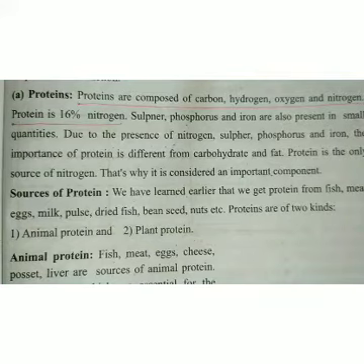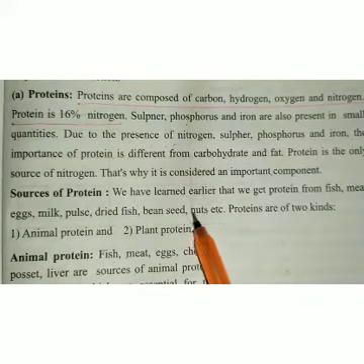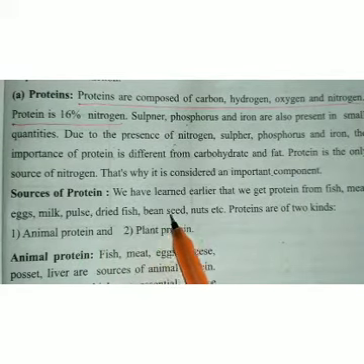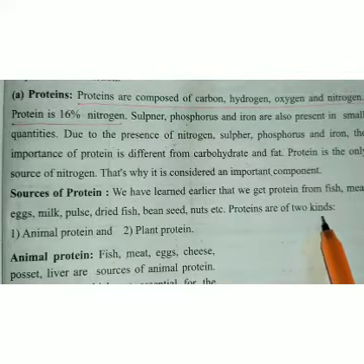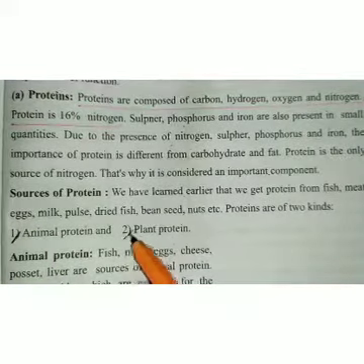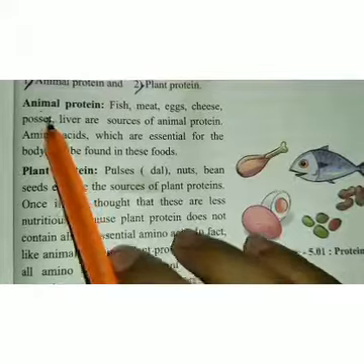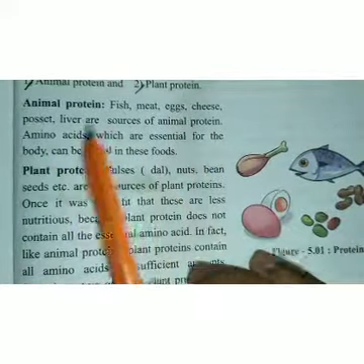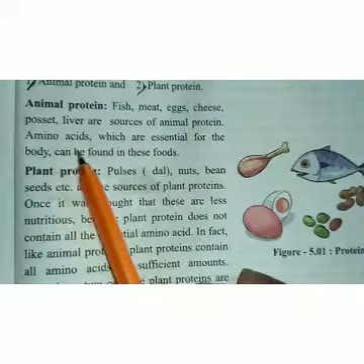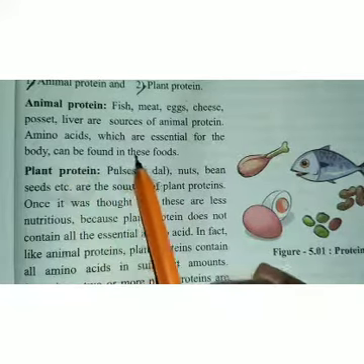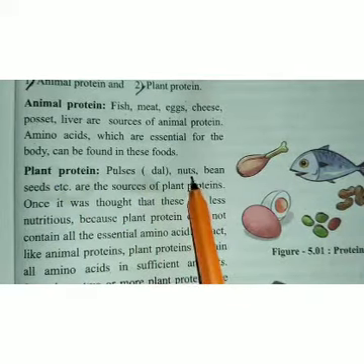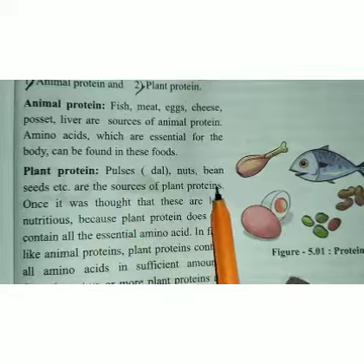Then sources of protein. We have learned earlier that we get protein from fish, meat, milk, pulse, dried fish, beans, seeds, nuts, etc. Proteins are of two kinds: number 1, animal protein, and number 2, plant protein. Animal protein: fish, meat, egg, cheese, liver are sources of animal protein. Amino acids which are essential for our body can be found in this food. And then plant protein: pulse, nuts, beans, seeds, etc. are the source of plant proteins.